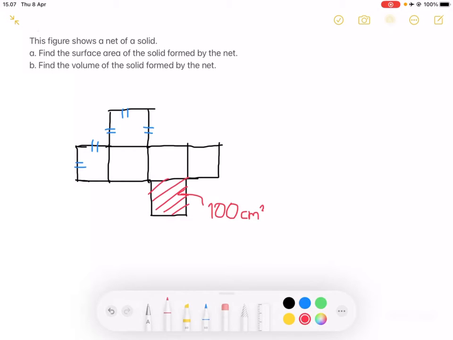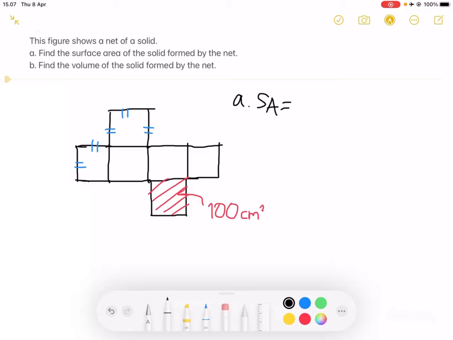For part A, we're asked to find the surface area. We're actually very lucky that the question gives us a better perspective of the solid itself. So it doesn't have some wonky 3D shape representation. Instead, it gives us the net. And when it gives us the net, we just need to calculate the total area of the net, which will then be the surface area.